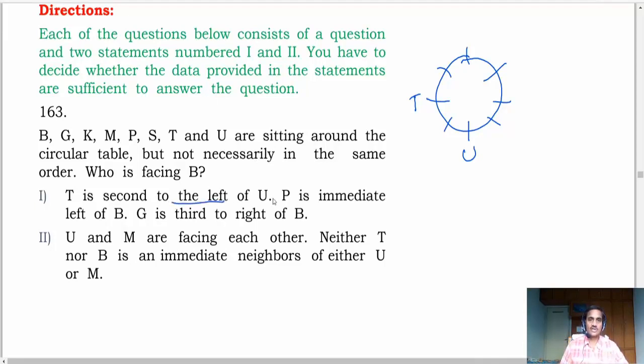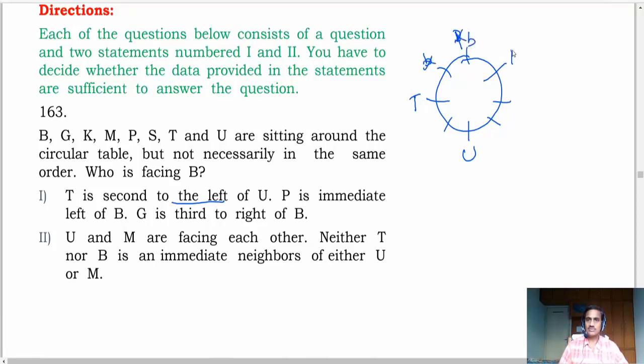T is seated second to the left of U. P is to the immediate left of B. G sits third to the right of B, he said. P is to the immediate left of B. If P is to the immediate left of B, now B is here. If B is here, P is to the immediate left of B. You can write it, or one possible. P is to the immediate left of B and G is third to the right of B. 1, 2, 3, there is no chance of it coming, so B and P cannot be.